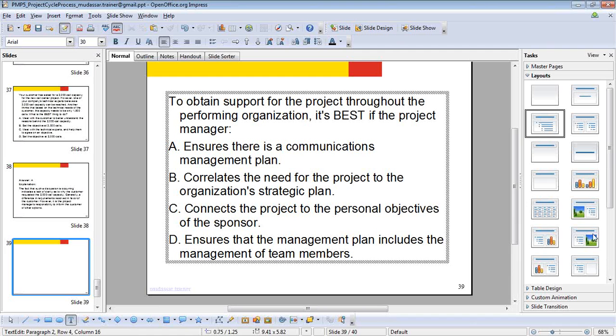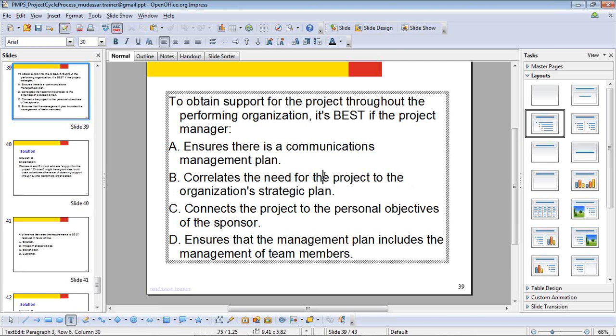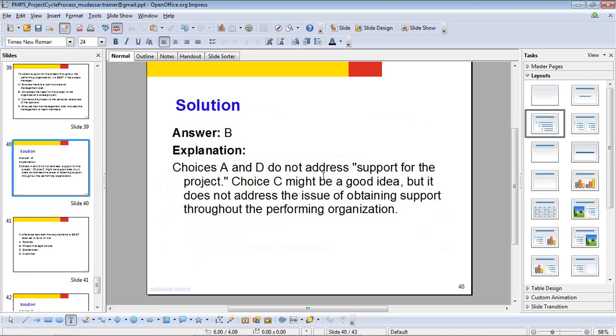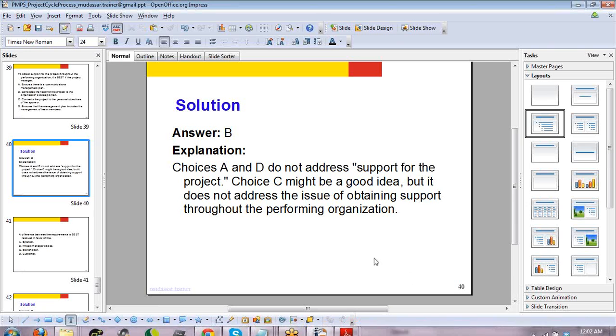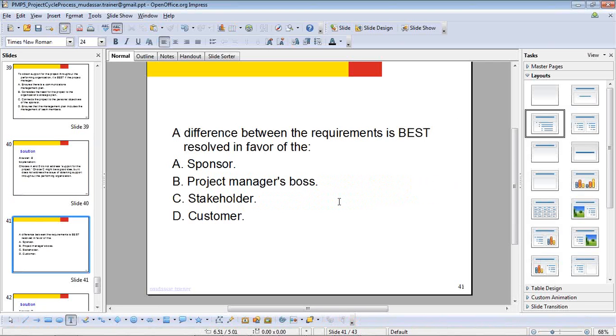Okay, right, it's a new question. That's right, it's B. Choices A and D do not address the support for the project. Choice C might be a good idea, but it does not address the issue of previous support throughout the performing organization. Okay, let's have another very interesting one. I doubt many people will be getting this one.